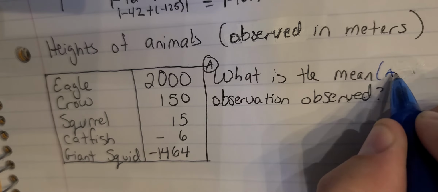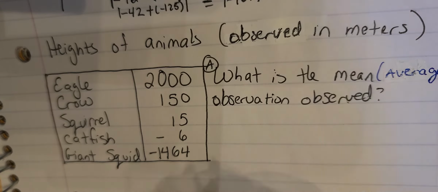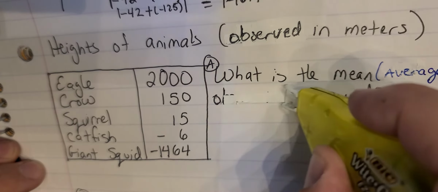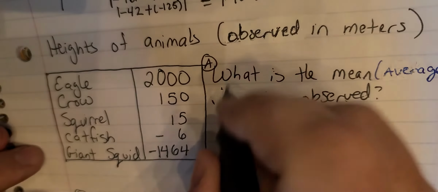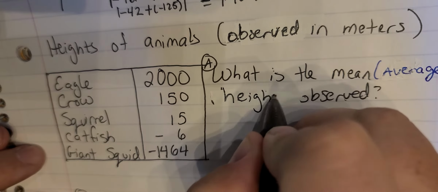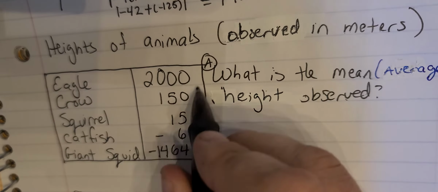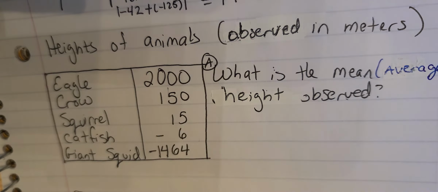This is also known as the average. Average observation observed. That's kind of a silly question to write, but what was the average elevation, not observation? Let me just fix that really quick for everybody, because that's going to irritate me more than anybody else, I'm sure. So the average, let's do height, because that's what we're measuring. Height observed. First things first, average. You find the sum of all these numbers, then you divide it by the number of numbers you had.